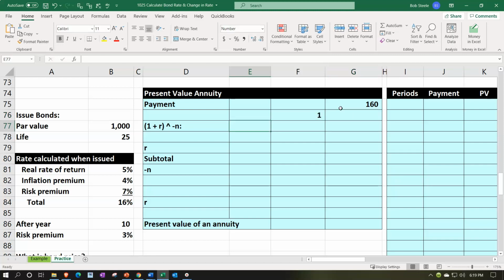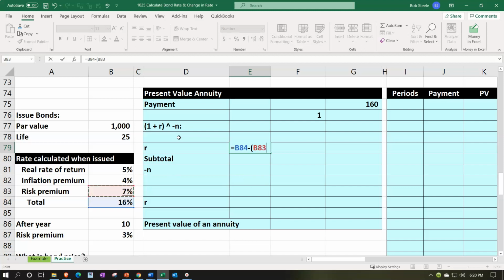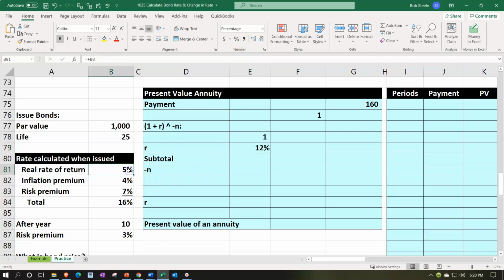Then we're going to pick up 1, and then this inner column is going to be 1 plus R to the negative N. 1 plus R, this is where the change happens. It was 16, but then minus, I'm going to put the brackets here, the risk one went down to that. So if I percentify that, it's 12. In other words, you could think about it this way: 5 plus the 4 plus the 3, and that's going to give us the 12. But I want to do that with formulas here, so I kind of formalized it.